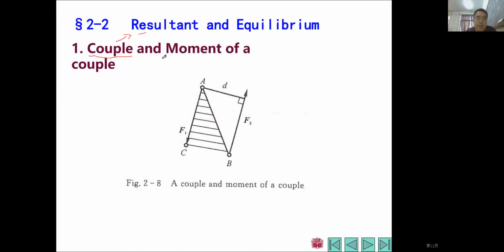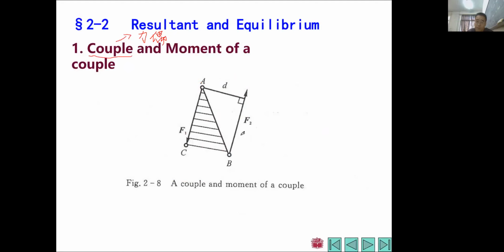So we will continue to talk about couple and moment of couple. Here it does not mean wife and husband. Actually, in China we call that 利偶. So 利偶 means a pair of forces, right? There are two forces. So you can see this simple figure. Actually, we call that 利, which means there are two forces. One force is F1 and another is F2. And their relationship is very typical.